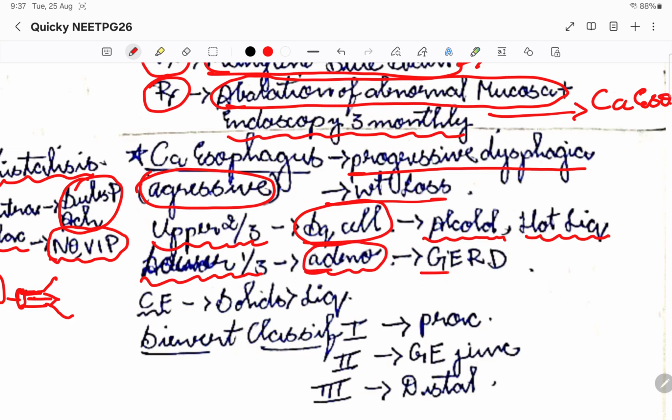Because of GERD, I told you, right, GERD might cause Barrett's esophagus, and it might turn into a complication of esophageal cancer. The clinical feature, I told you, right? In achalasia cardia, the difficulty was more with liquids than solids. But here it is the solids that have more difficulty than liquids. So solid passage is more affected as compared to liquids here.